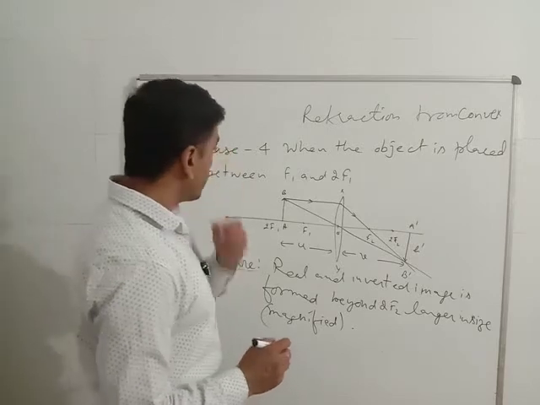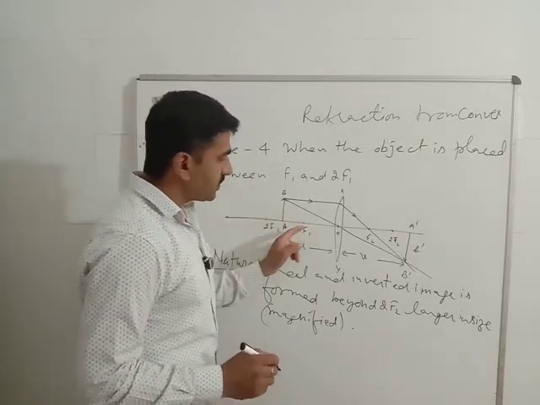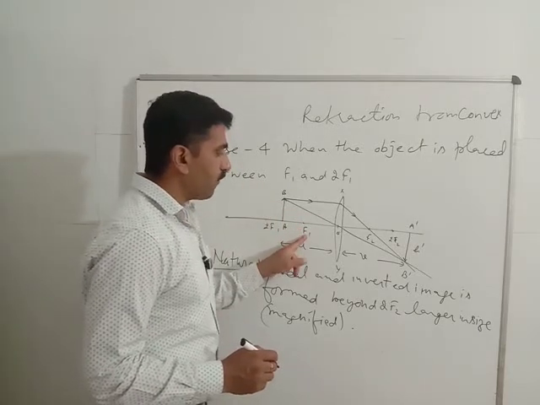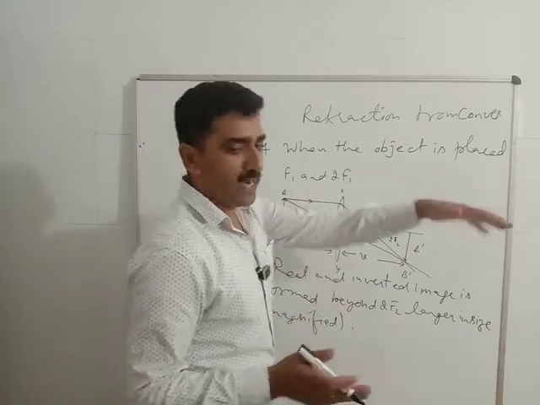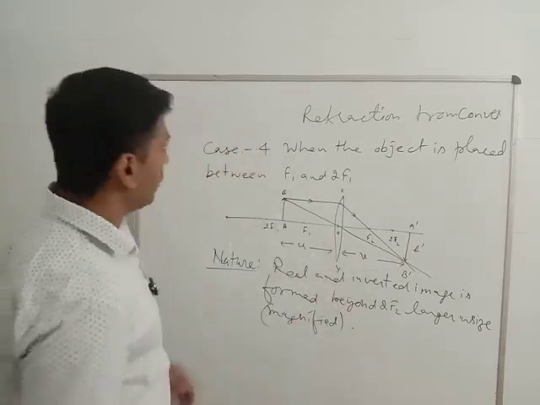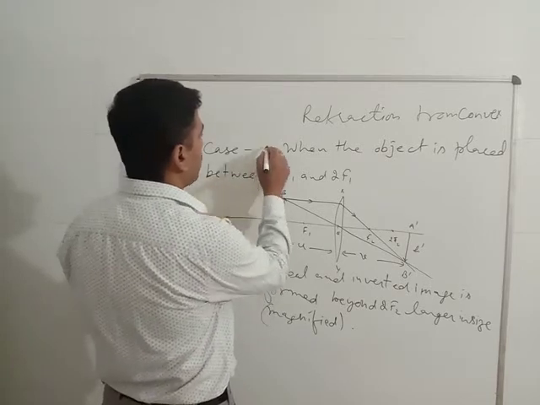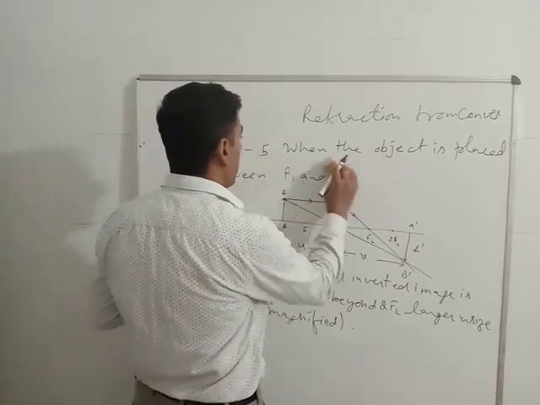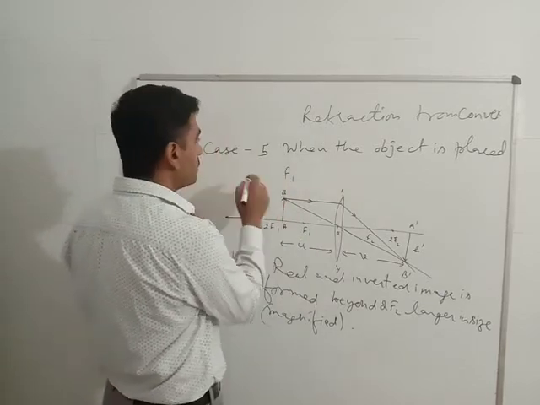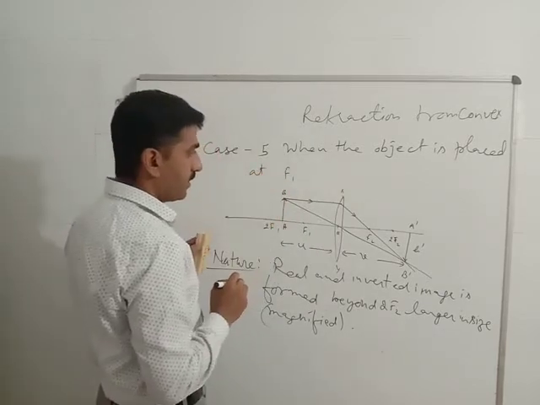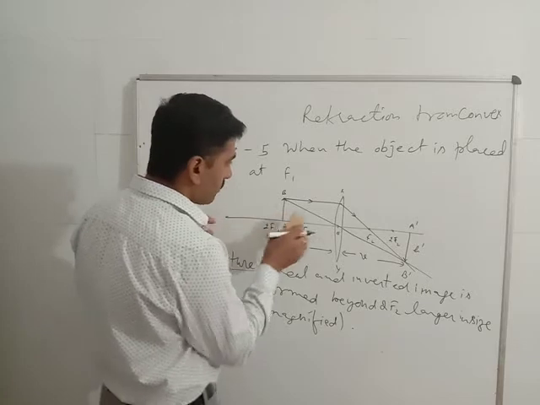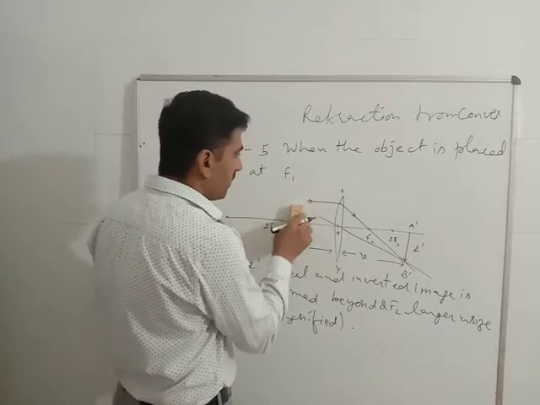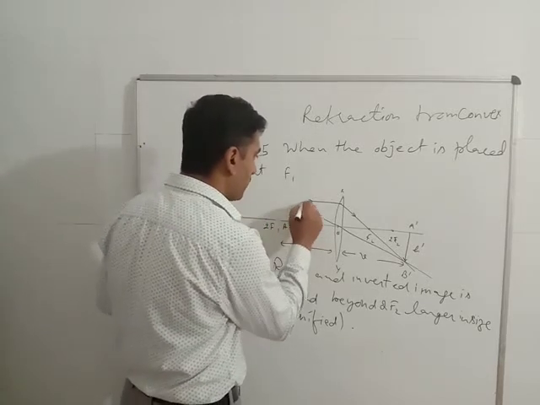So let's go for case number 5. When we are going closer, suppose we are at F1, the image will be formed at infinity. That will also be real and inverted. Let's modify from here only. Case number 5, when the object is placed at F1, what will be the nature of the image? Let's modify this diagram.